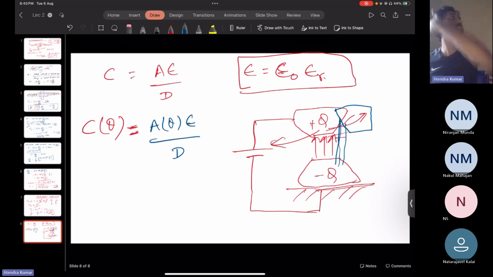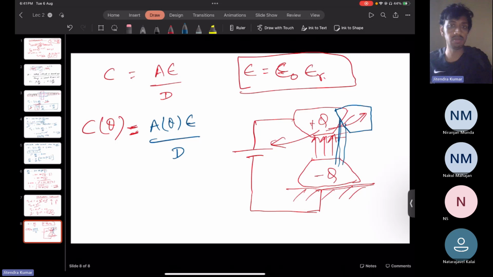So in the electrodynamometer, our inductance was variable. In the electrostatic instrument, capacitance is variable. Okay, is there any doubt?